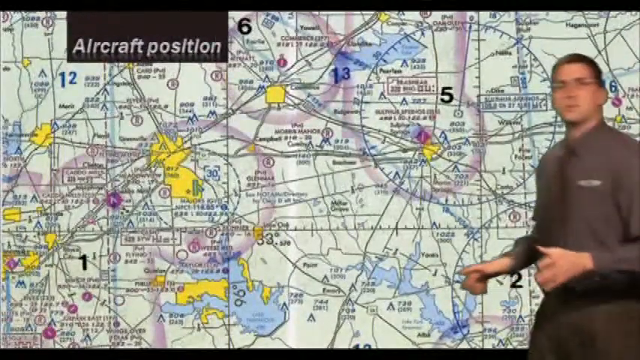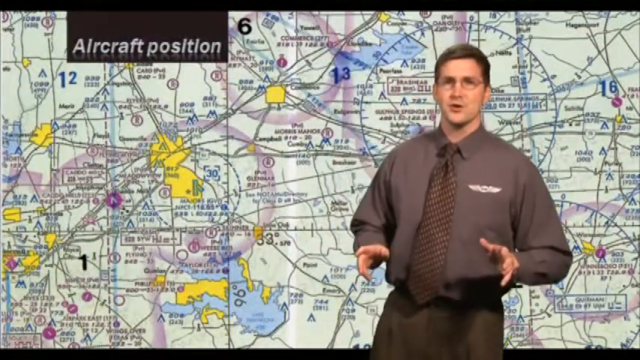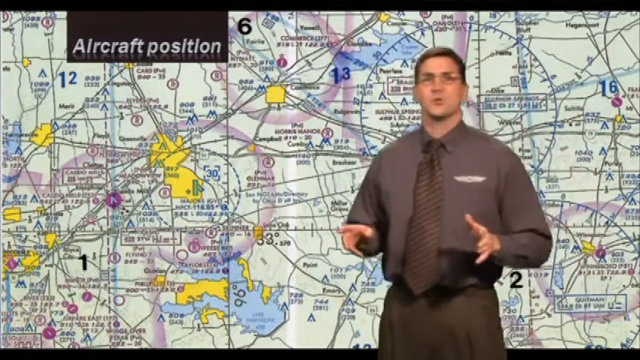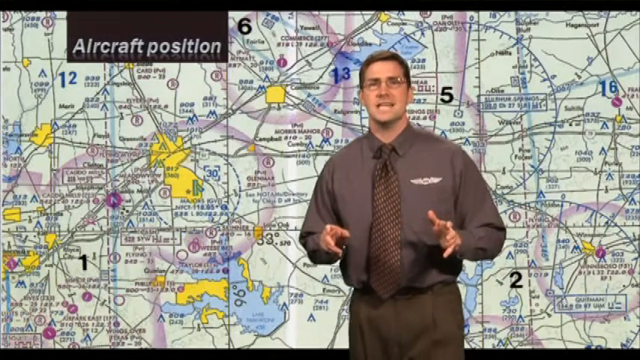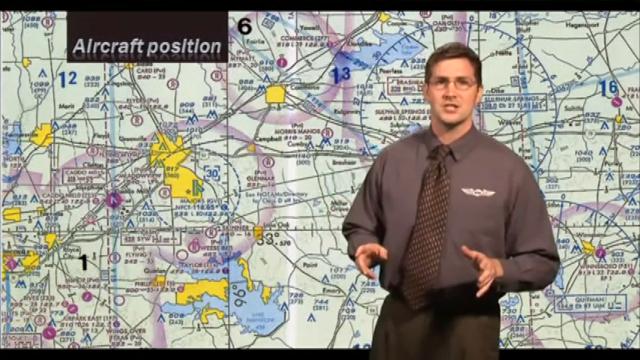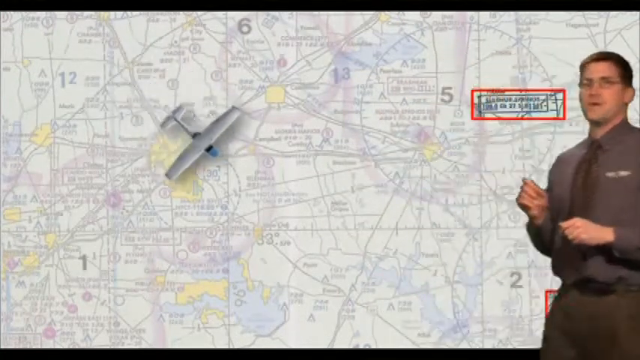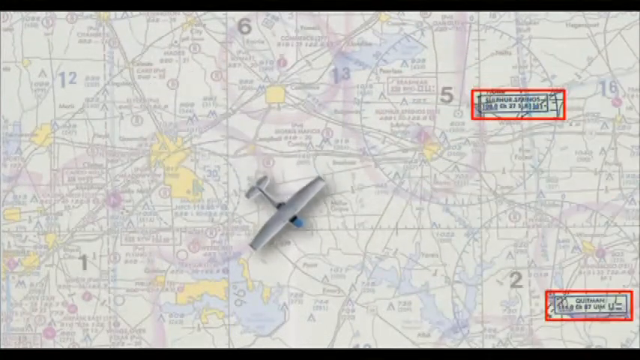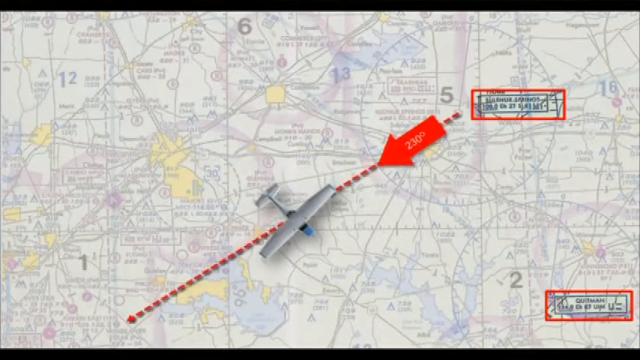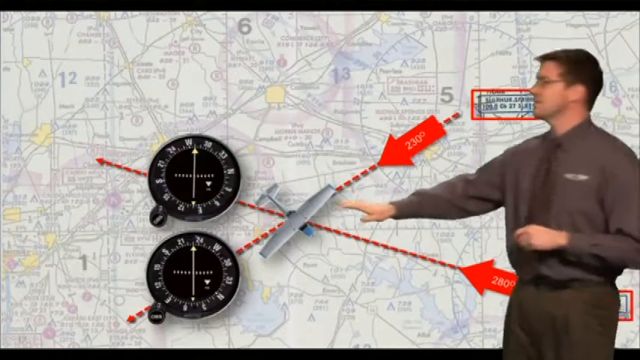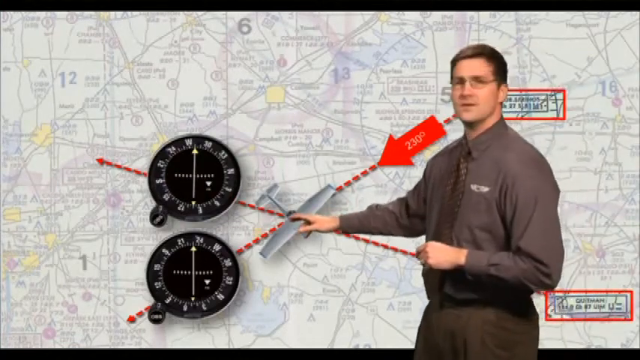To determine your position in relation to one or more VOR stations, first tune and identify the selected stations. Next, rotate the OBS until the CDI centers with a from indication. The OBS reading is the magnetic course from the VOR station of the aircraft. Repeat this procedure using a second VOR frequency. Then the aircraft is located at the point where these two lines intersect, as you can see right here.